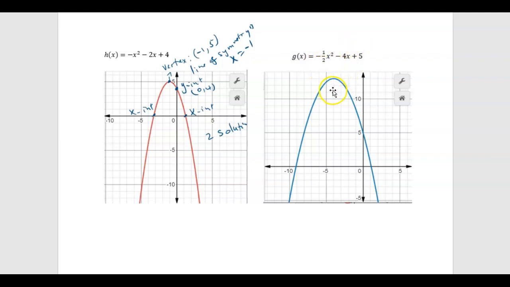Now, over here, it's also up and down because this is negative. Which means we have a maximum. So the vertex is a maximum, and your maximum point will be right here. That's your highest point, and that'll be your vertex here.